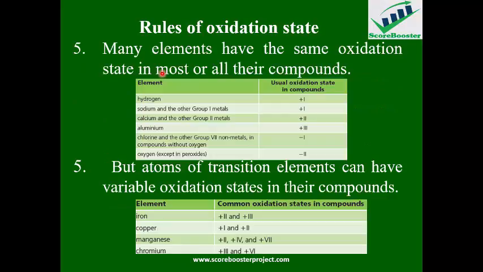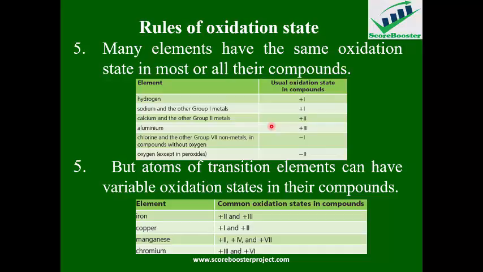Many elements have the same oxidation state in most or all of their compounds. This table will guide us. What we mean by that is this: there are some elements whose oxidation states are constant, especially metals in group 1 and group 2, and non-metals in group 7. Aluminium also has a constant oxidation state.